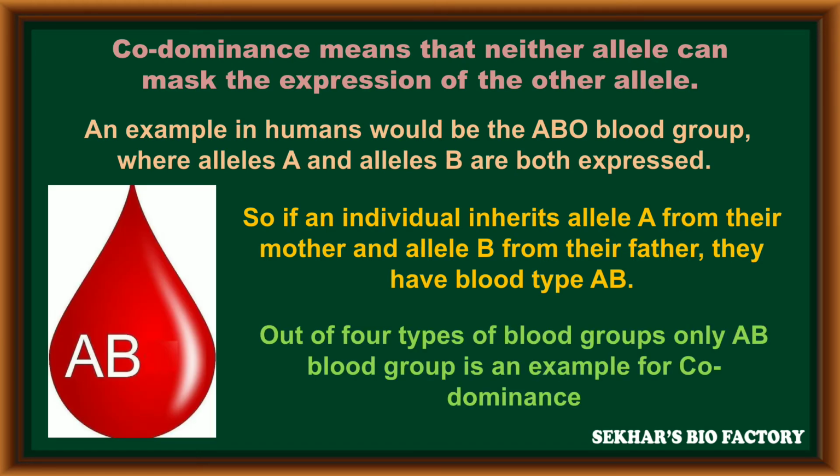Out of the four blood groups, only the AB blood group is an example of codominance, because the remaining A, B, and O blood groups show a Mendelian inheritance pattern, but only the AB blood group shows codominance.